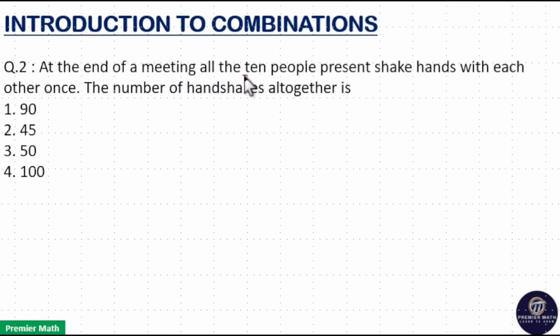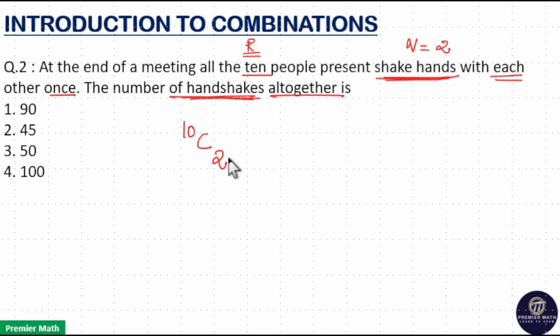At the end of a meeting, all the 10 people present shake hands with each other once. The number of handshakes altogether is? Here our resource or available people is 10. And to make a handshake with each other, we need 2 people. That is, here our need is handshake. So to make one handshake, we need 2 people. So our need is 2 people. Out of these 10 people, 2 people together make one handshake.